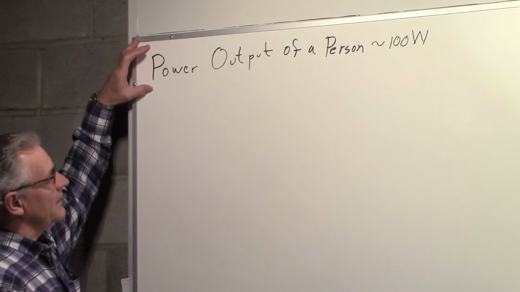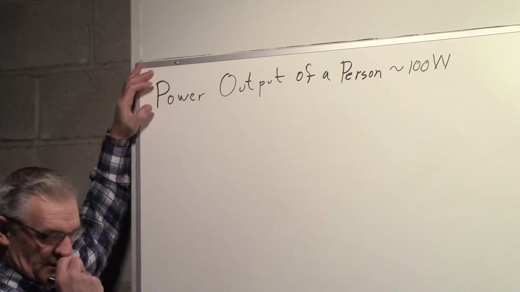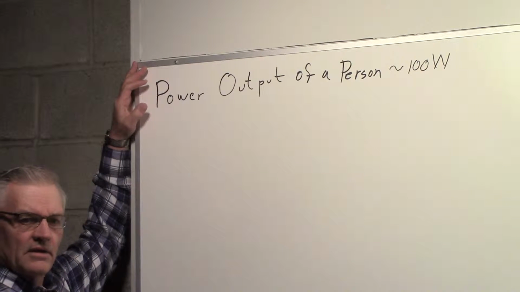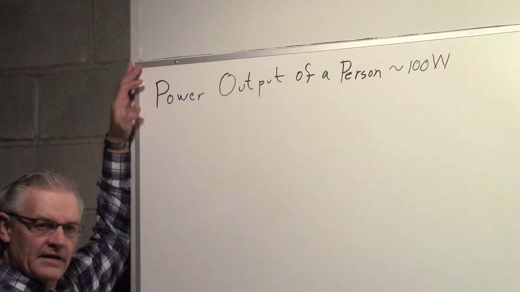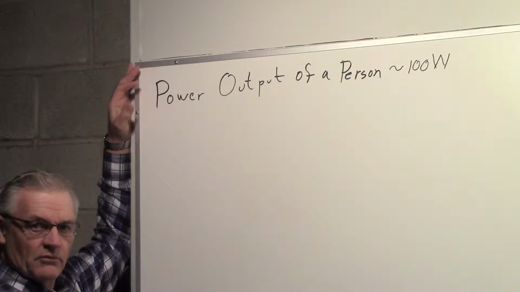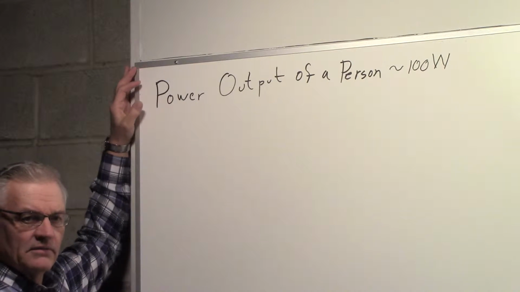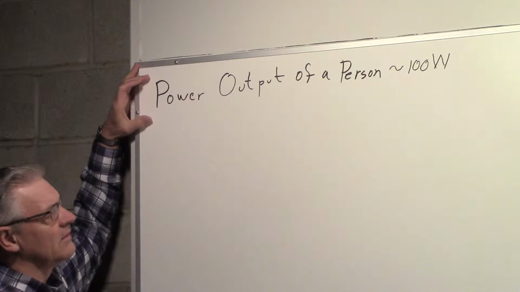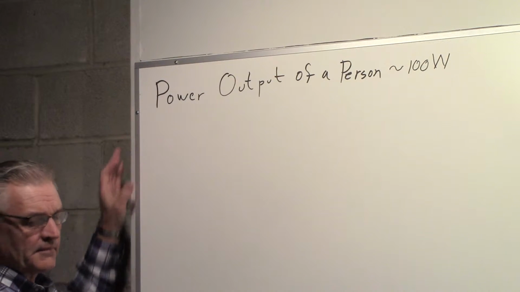I'm going to take a look at what the power output of a person is, and we're going to find out it's about 100 watts. And the reason we're doing this is earlier we had done a video in which we calculated how much carbon dioxide was produced by the world's population. A number of people who saw that video contacted me and asked me to show how you calculate the power output of a person.